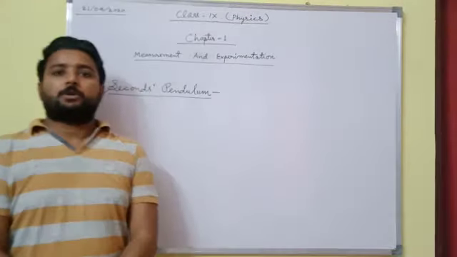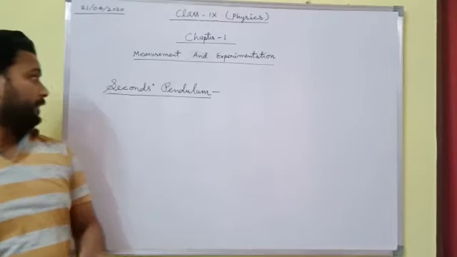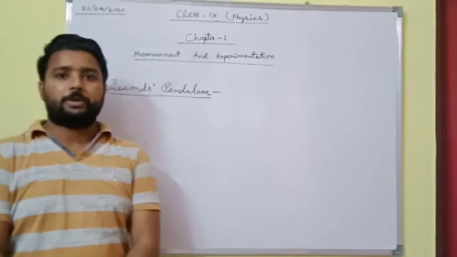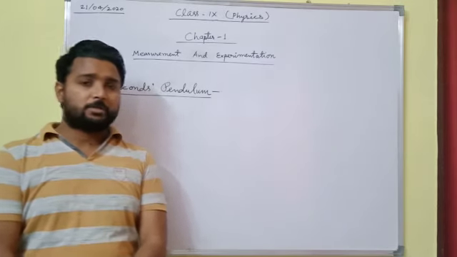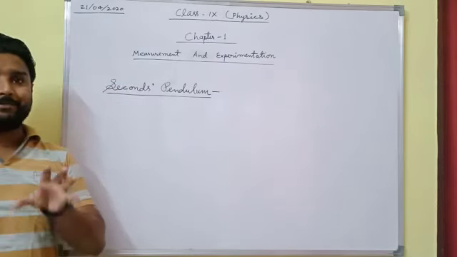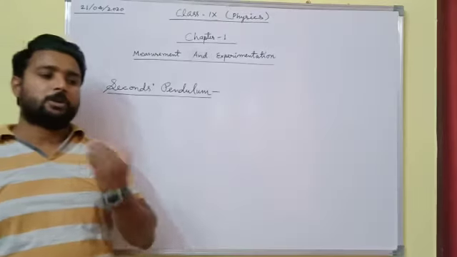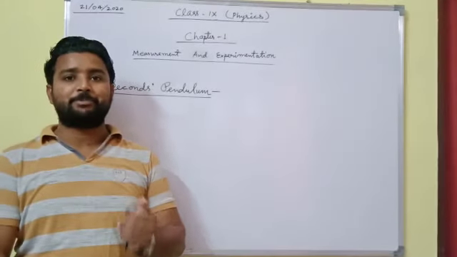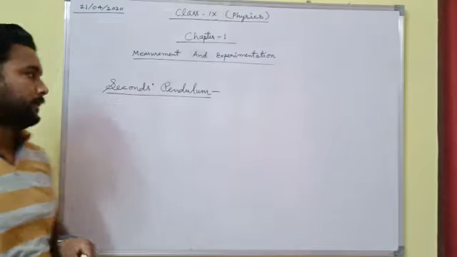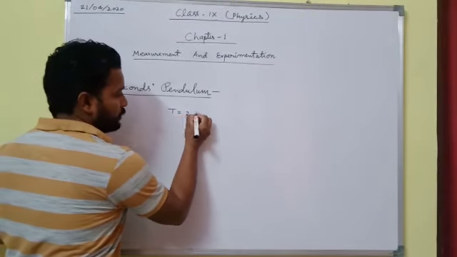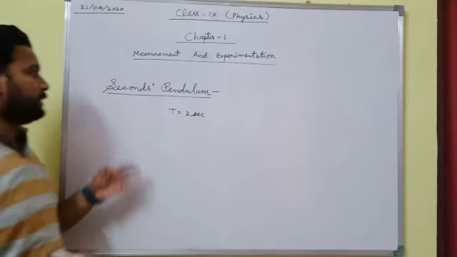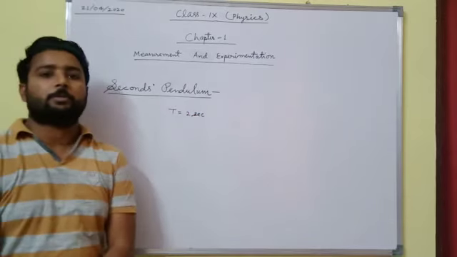Hello student. Today we will discuss a very easy topic, the second pendulum. A second pendulum is a type of simple pendulum which has a time period of 2 seconds. It means if the value of the time period is 2 seconds, then this type of simple pendulum is known as a second pendulum.